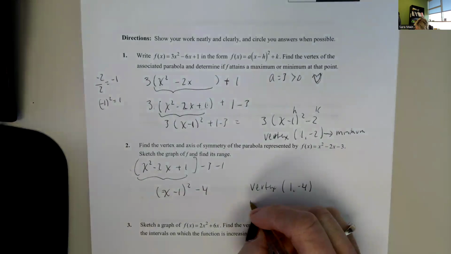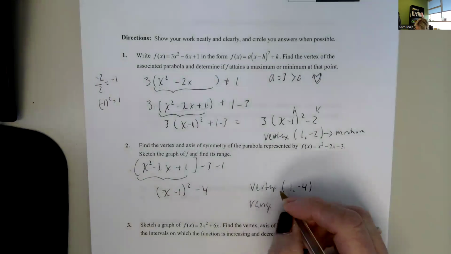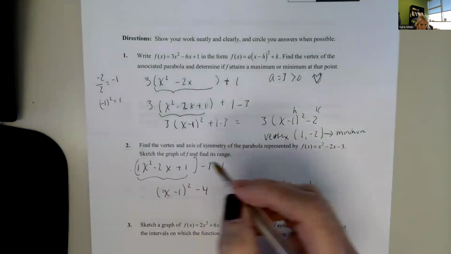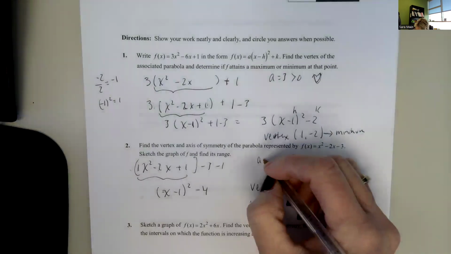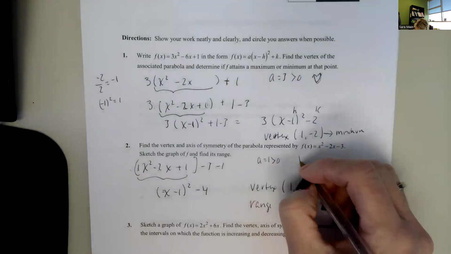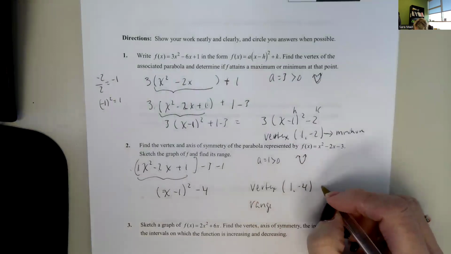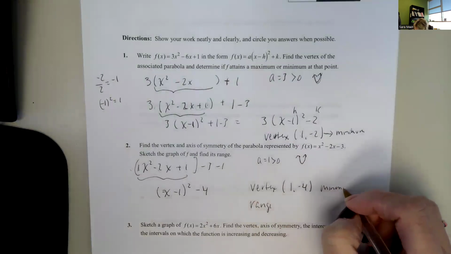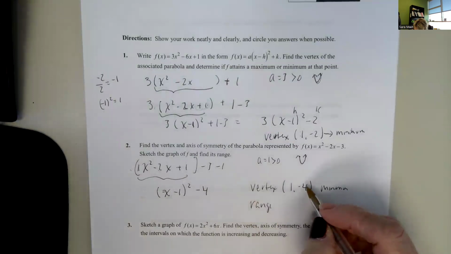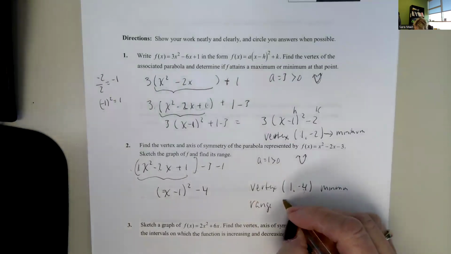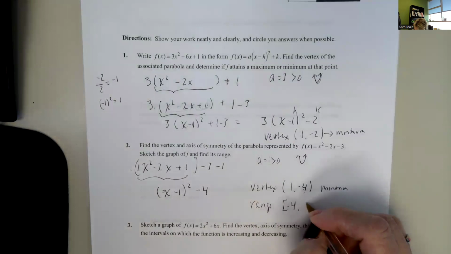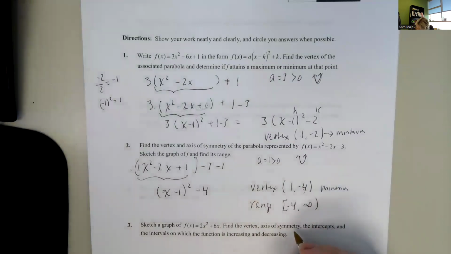And then the range. Because a is 1, we don't see it out there, but it's a 1. A is equal to 1, which is greater than 0, so it's again face up. My vertex then is a minimum. So my range goes from the bottom of my y's, which is -4 with a bracket around it, up to positive infinity.